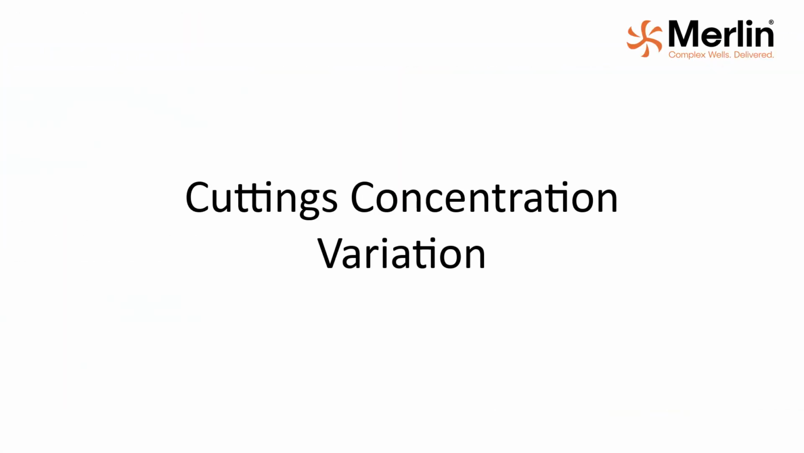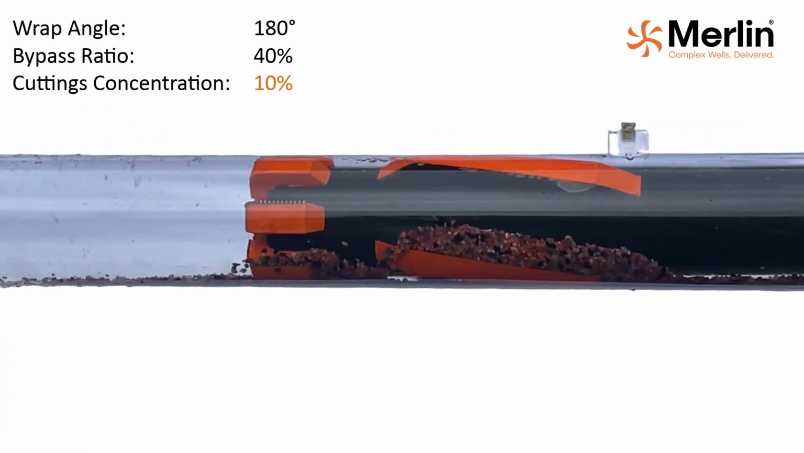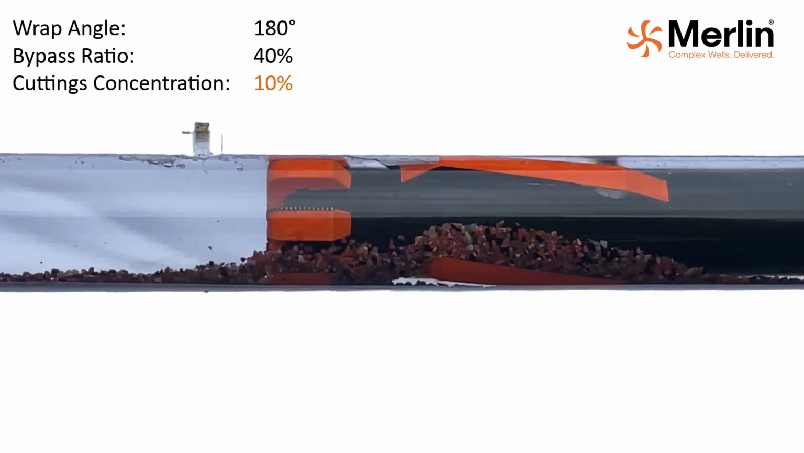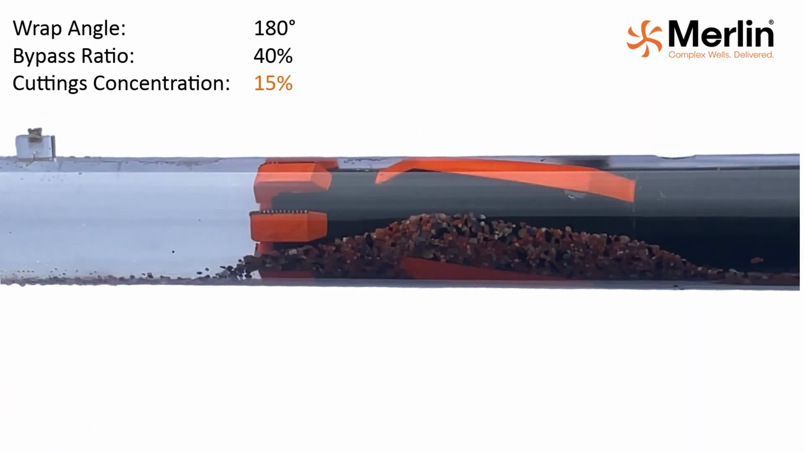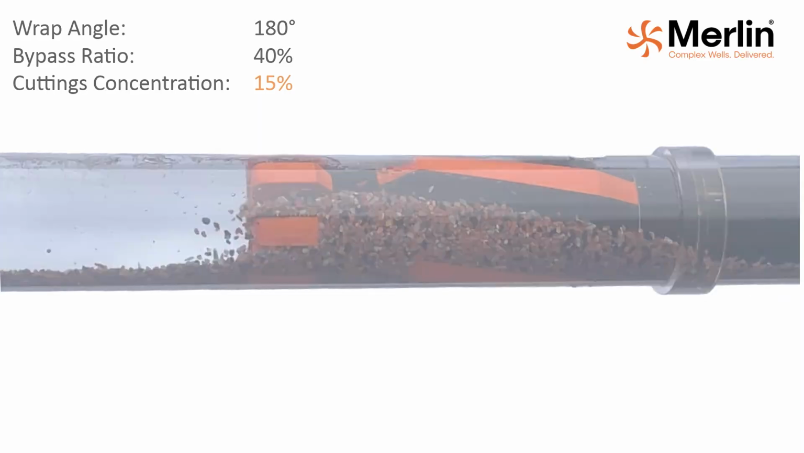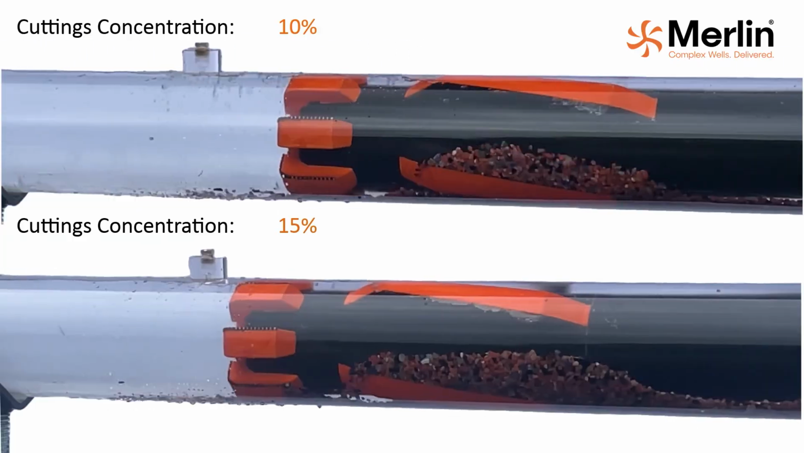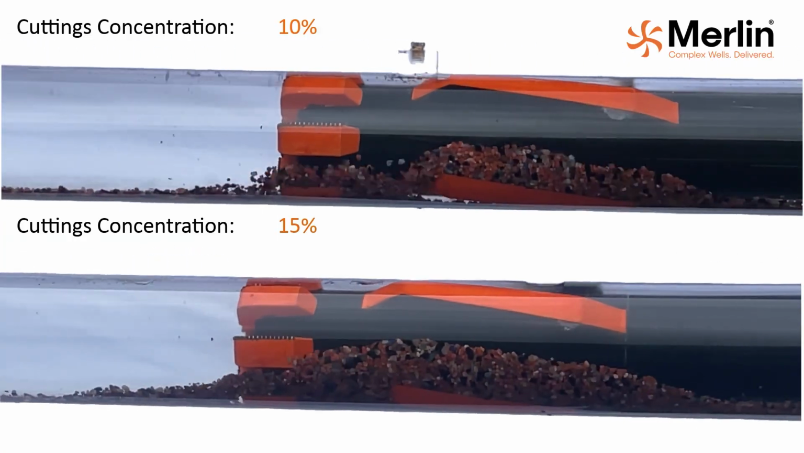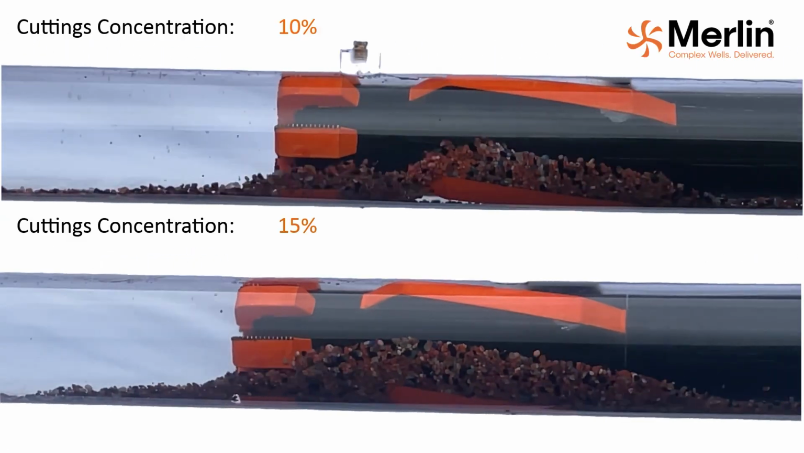Cuttings concentration variation. These simulations show the same wrap angle and bypass ratio while varying the cuttings concentration. With 10% cuttings concentration, the cuttings accumulate while passing through the blades, covering less than half the bypass area. While with 15%, just an extra 5%, the cuttings cover more than half of the bypass area. Both 10% and 15% are within acceptable levels, and so the stabilizer should be able to easily cope as it has done in both examples here. In this comparison, both stabilizers managed to get progress without packing off.